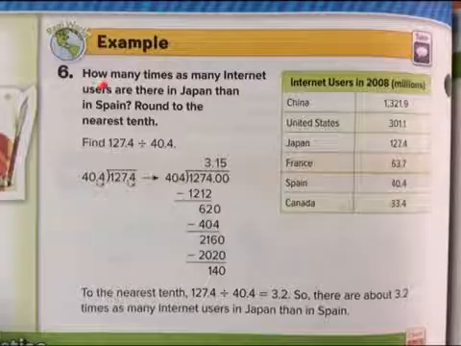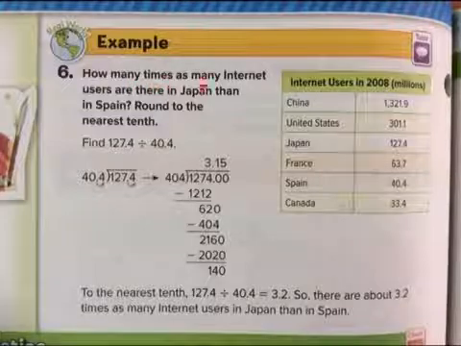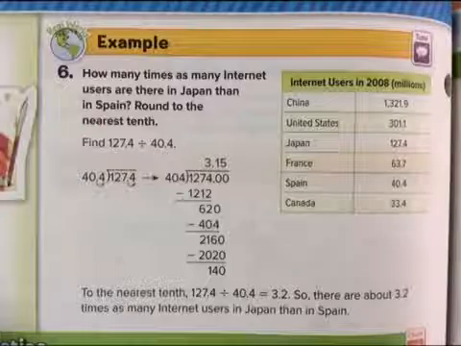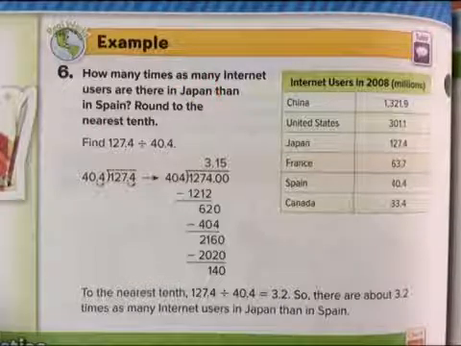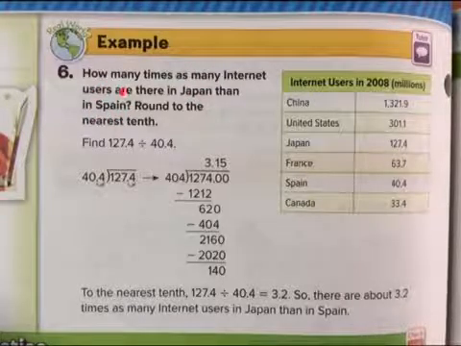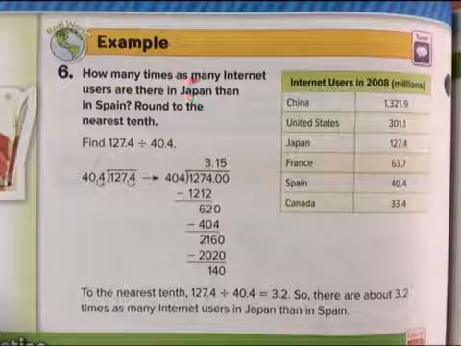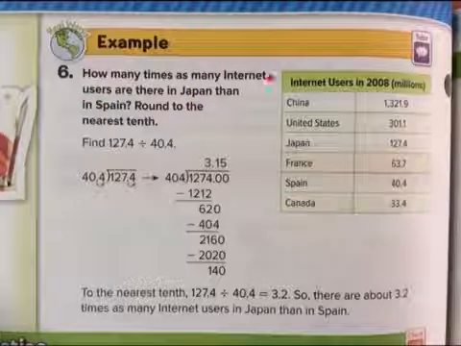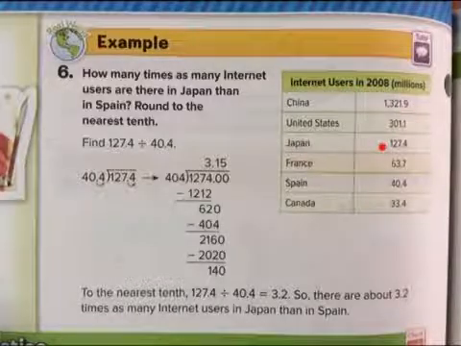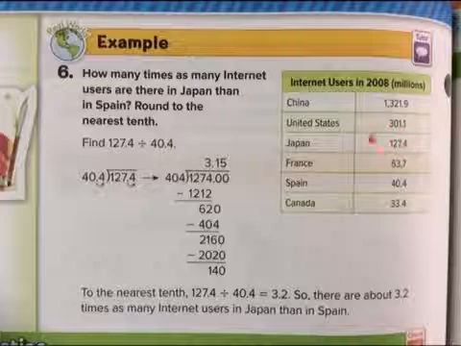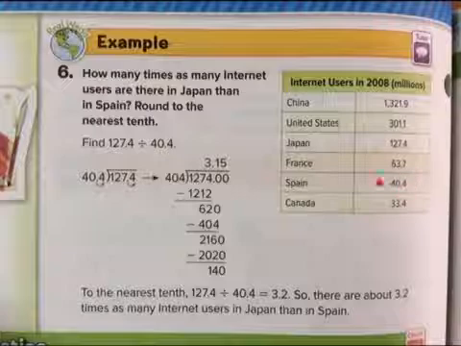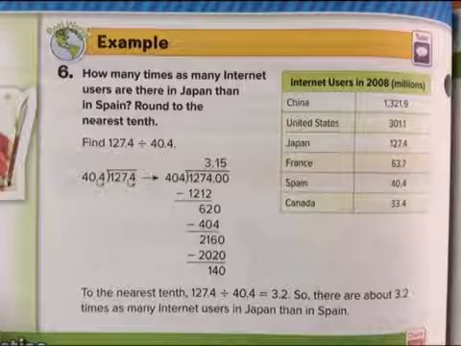For example 6, we have a question comparing two different numbers. For example, how many times as many internet users are there in Japan than in Spain? Round to the nearest 10. So we want to know how many more times there are in Japan than in Spain. In order to figure that out, we have to divide the number of Japan by the number in Spain. When we look here, we have internet users in 2008 in the millions. Japan has 127.4 million internet users, and Spain has 40.4 million users.